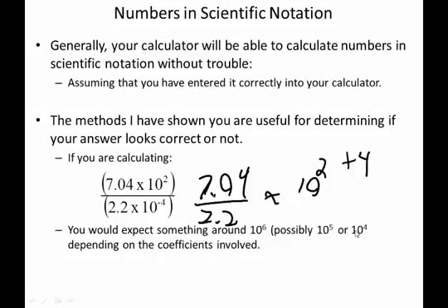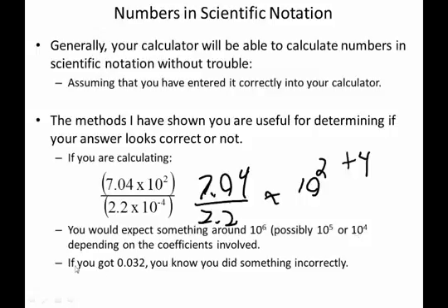But if you got 0.032, you know you did something wrong. So this is a thing that happens sometimes. People will get this on their calculator. This can often be because you don't know how to input numbers in scientific notation in your calculator. I am going to make a video next on how to use your calculator, so this should help.